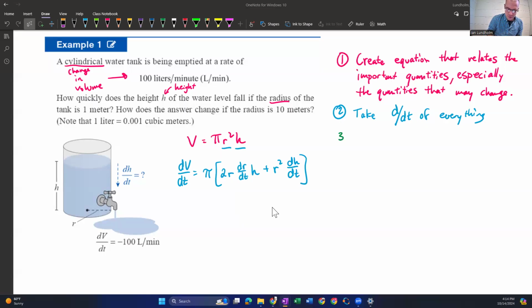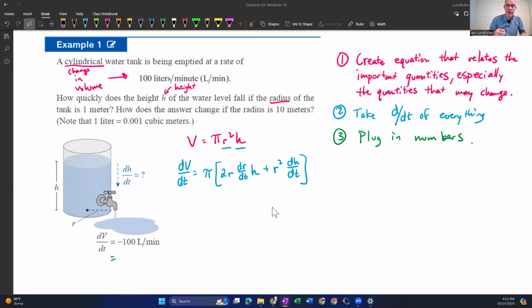You know, plug in numbers. So dV/dt, that is losing 100 liters per minute. Do we want to change this? Here we've got radius of tank is 1 meter, and they gave us this conversion factor between 1 liter is a 1/1000th cubic meters. I suppose we should just work with that. All right. So let's convert everything into cubic meters.